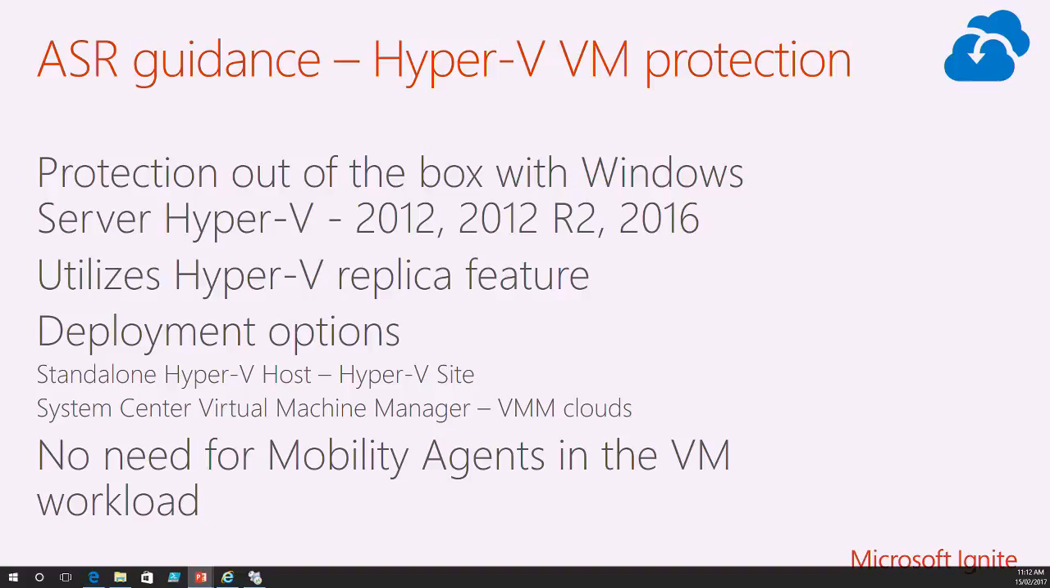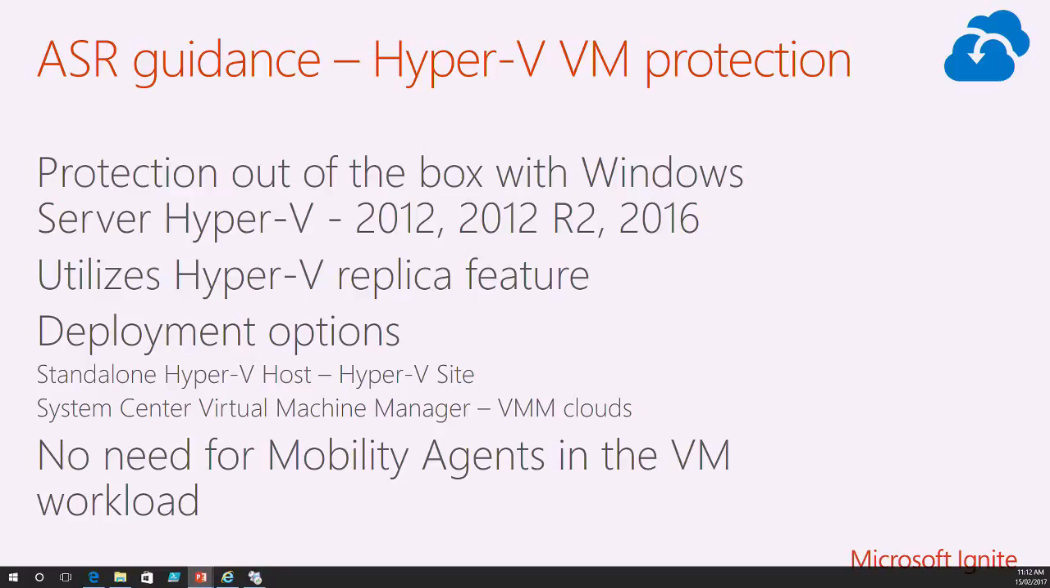There is no need to install a mobility agent into the VM. That's the difference with the Hyper-V scenario. The Hyper-V scenario relies on the hypervisor and that feature within Hyper-V Replica. What does that mean? It means that you can actually replicate VMs that are turned off. Right? For the VMware scenario, your VM has to be turned on for you to replicate because it needs that mobility agent running inside the VM.